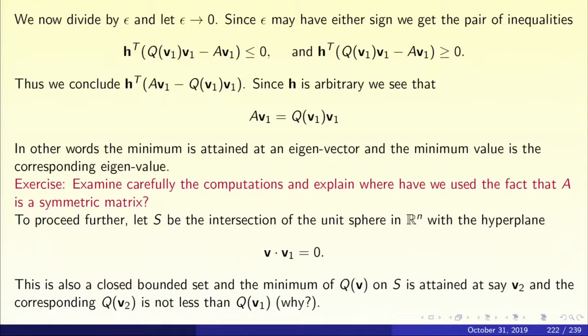Okay. So we got this eigenvector V1 and now look at the plane perpendicular to V1. So now you work with this plane and you slice the unit sphere with this plane. Call the slice S. S is a closed subset of a compact set.